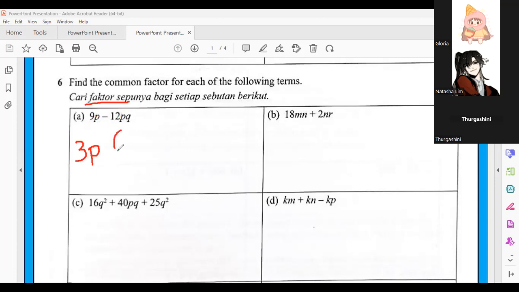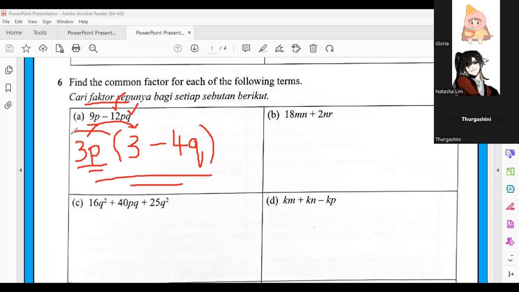Now what happens is, I got to put a bracket now and ask myself, 3P times what gives me 9P? So 3P will times with 3, just like taking 9 and dividing by 3. Follow your symbol. Now, if you took out 3, you're going to have 4 here because 3 times 4 only will give you 12. And then you took out P also, so you're only left with Q. Do you understand? You're factoring now. So you take out the common factor, which is 3P. Do you understand?